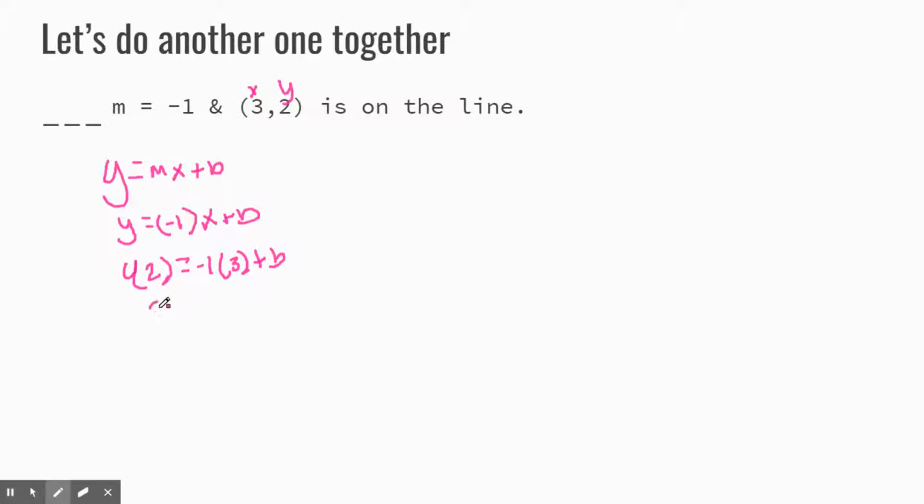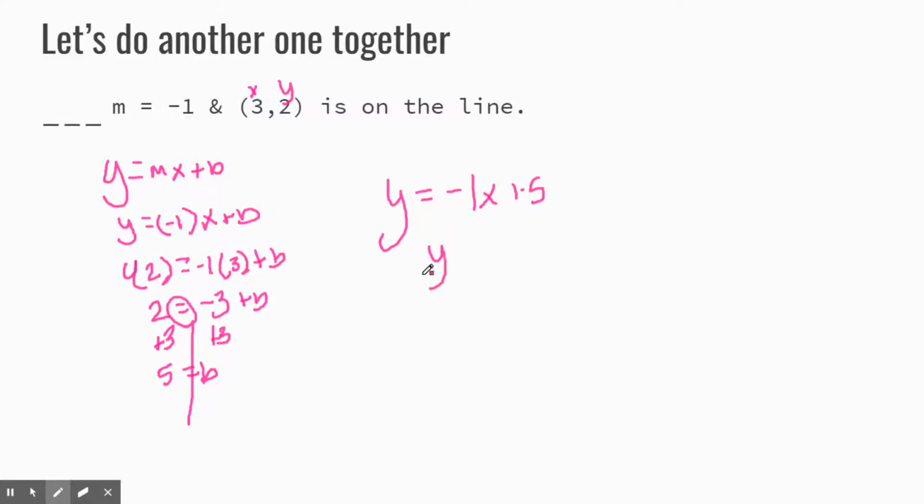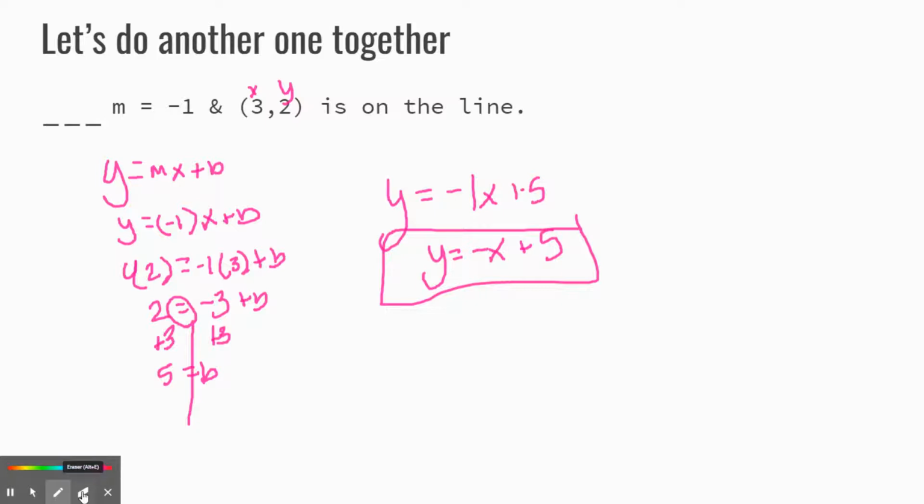So now I'm going to multiply. I have 2 equals negative 1 times 3, which is negative 3, plus b. Now I'm going to solve for b, centering my equation's equal sign. To get rid of negative 3, I'm going to add 3 to both sides. 2 plus 3 is 5, so b is equal to 5. That makes my equation y equals negative 1x plus 5, or since negative 1 times x is just negative x, y equals negative x plus 5. Again, if you need me to slow down, go ahead and pause, rewind, do whatever you need to make sure you're getting all of these answers written down. I'm going to move on to the next slide.